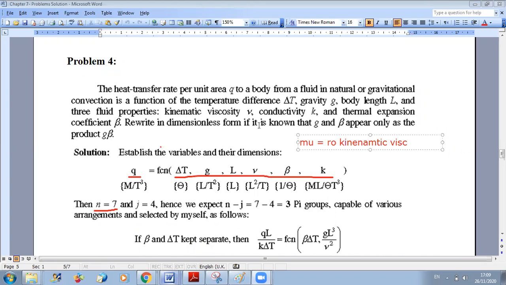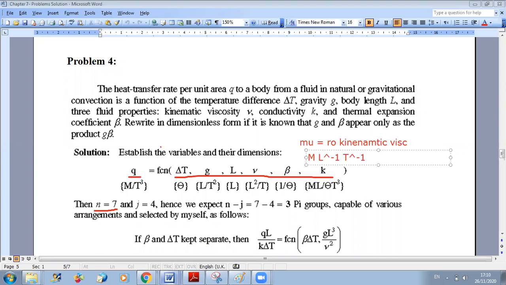Yes, in general, we use the dynamic viscosity mu, but here, because they asked for the kinematic one, we will include it. So if we continue, what is the unit of the dynamic viscosity that we are familiar with? If you remember, it is m L minus 1 T minus 1.